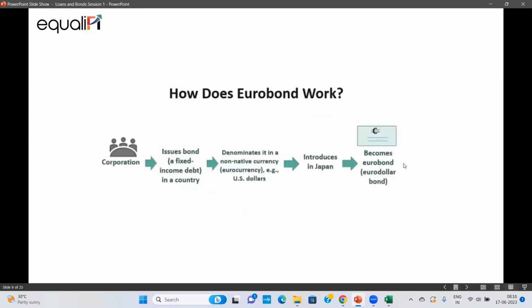Now, how does a Eurobond work? This is a flow which shows the way a Eurobond works. One, a corporation issues a fixed income debt or a bond, denominated in a non-native currency. So if I am in India and I want to issue a bond in say Singapore, the currency will have to be the Singapore dollar. Introduced in Japan, it becomes a Eurobond, Eurodollar.